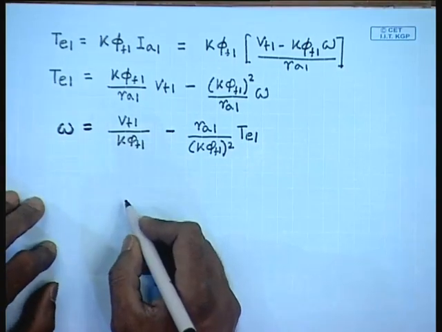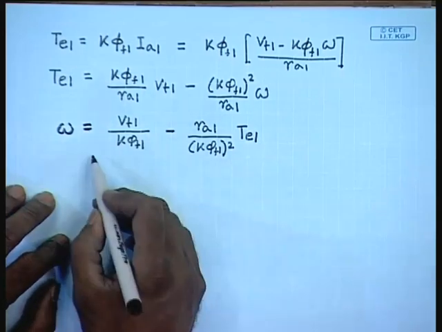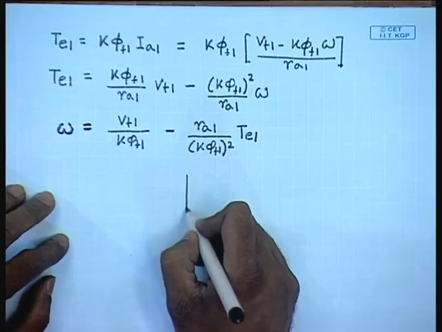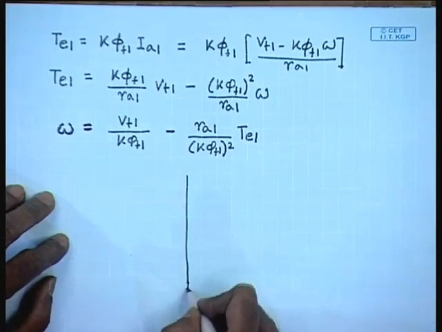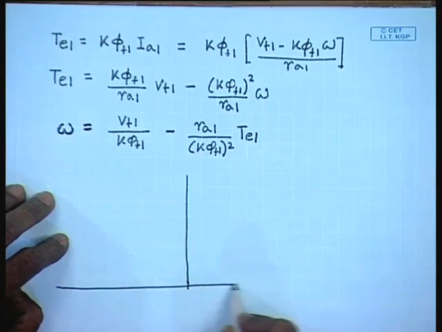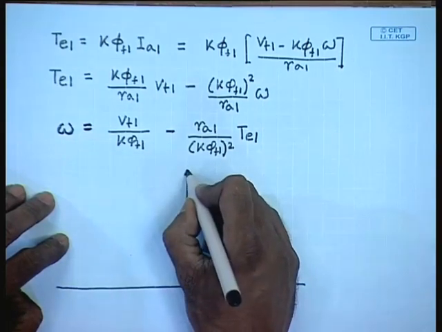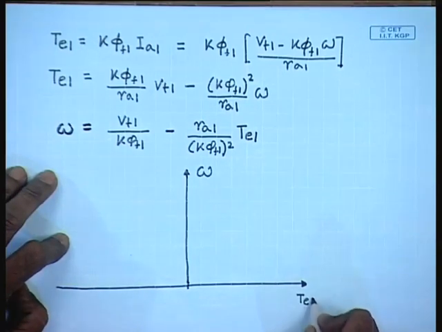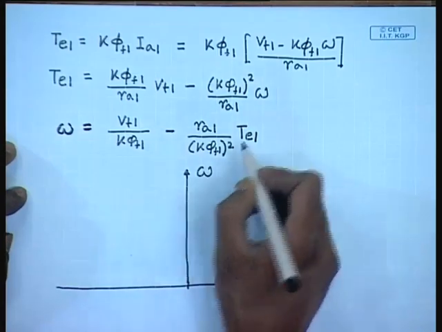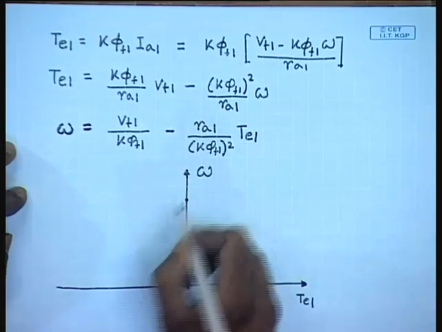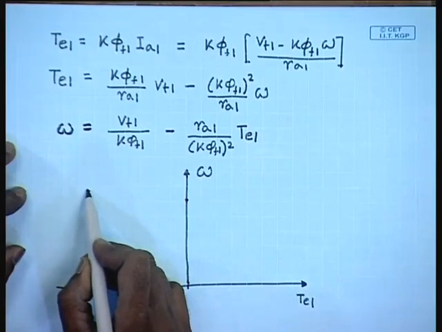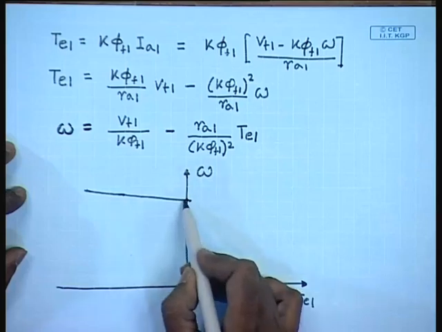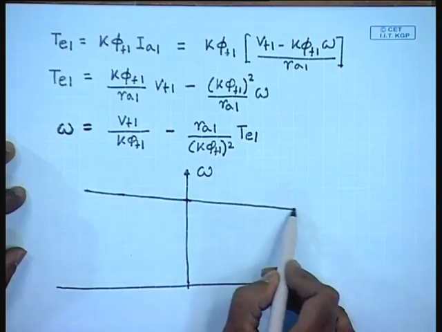So, this is the equation of a straight line, and if we plot it, this is omega, TE1, at TE1 equal to 0, which is the no load operation. It looks like a straight line, like this.